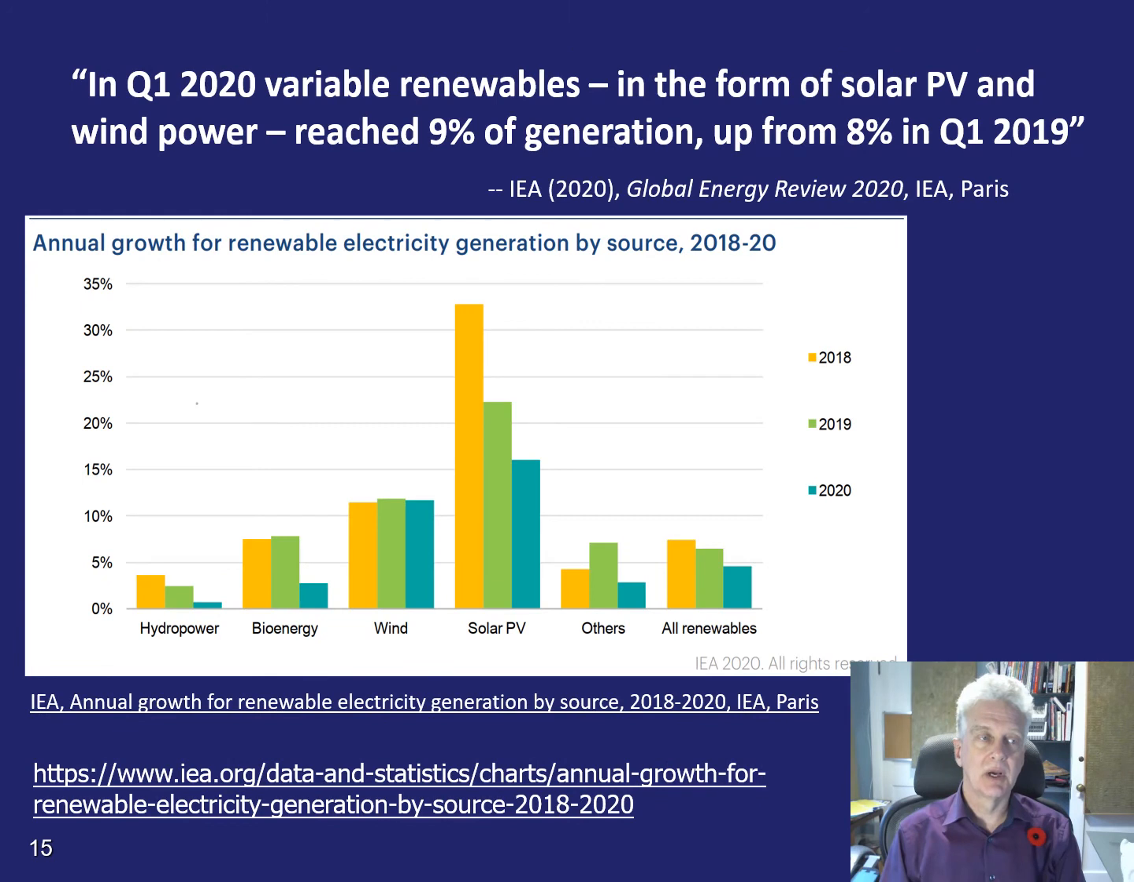Here's another look at recent rates of growth in sources of renewable electricity. The quote says in first quarter of 2020, variable renewables in the form of solar PV and wind power reached 9% of global generation, up from 8% in the first quarter of 2019. And as you can see, this graph is done with bars for years 2018, 2019, and 2020.